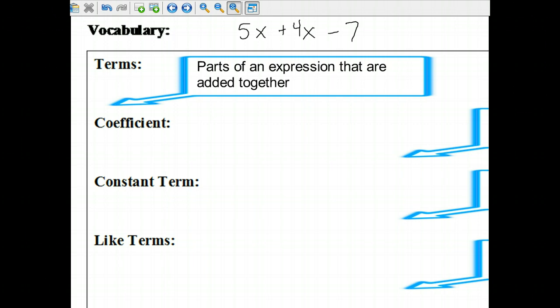And notice it does say the word added there. We're going to think about this as really plus negative 7. And that's why if we make it a plus, it's really negative 7. So you can see that two ways. You can either see it as minus 7 or plus negative 7. But either way, our term is negative 7.